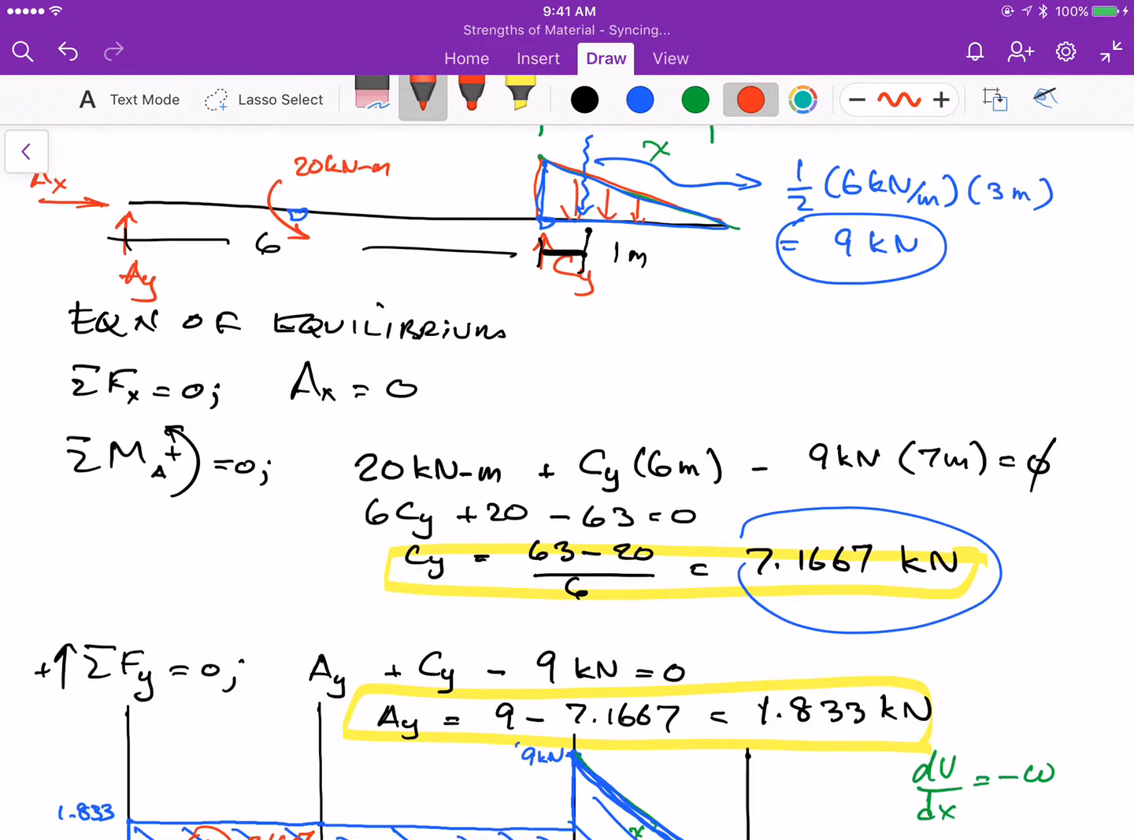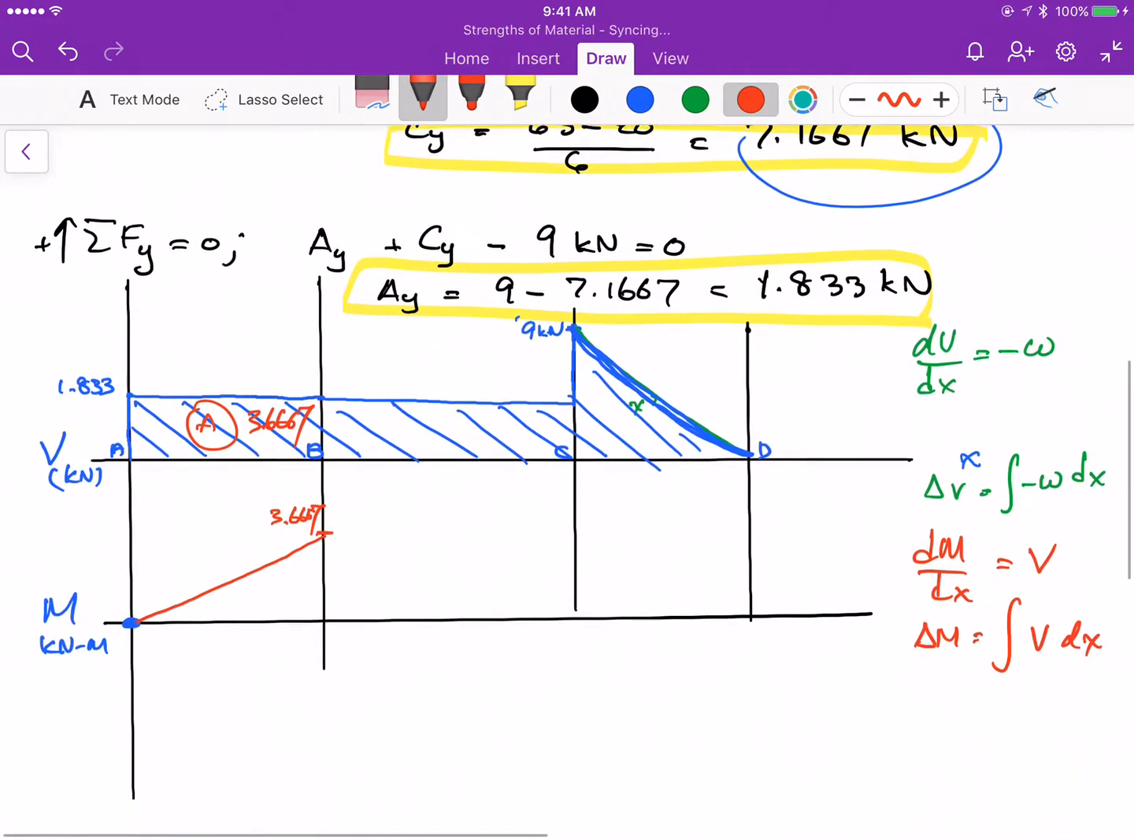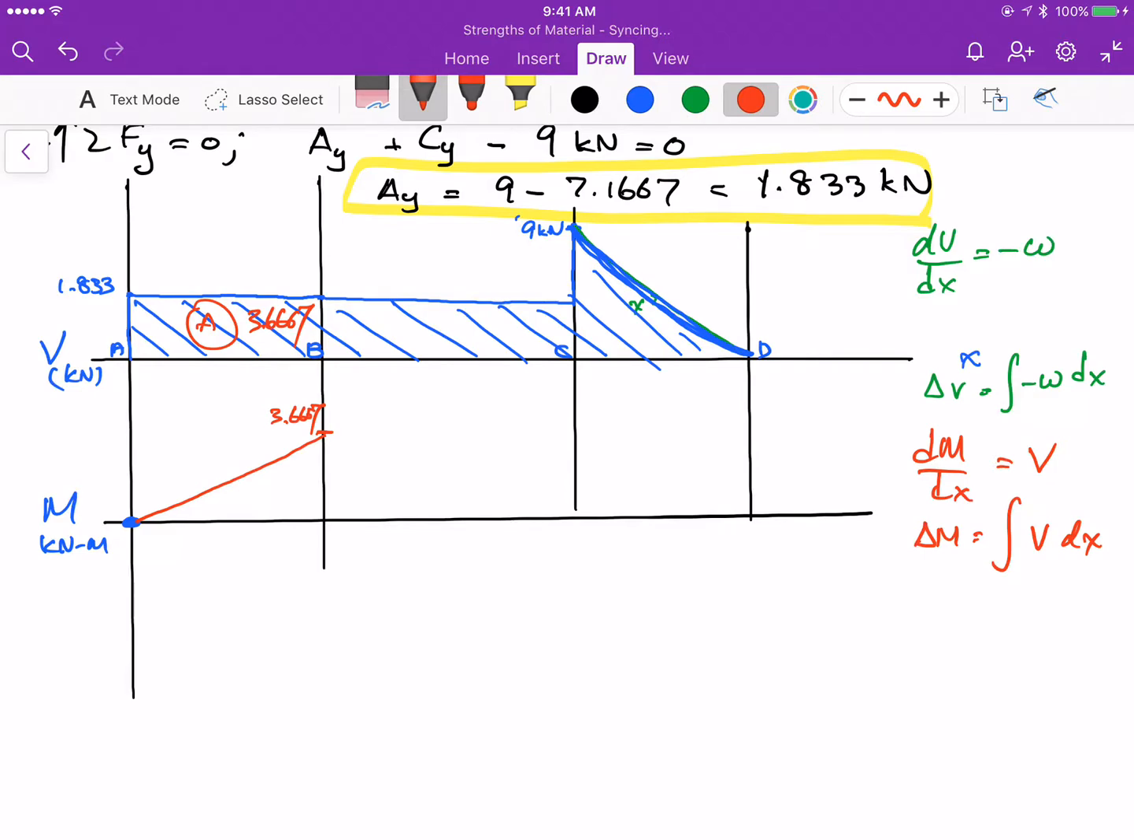At this juncture B, I also have the internal moment. As you can see, the internal moment here is 20, and it's pointing this way. So I know it's going down, and I will go down from 3.667 by the value of 20. So I go down the scale, that will bring me to minus 16.33, which is 20 minus 3.667. So that is my moment at point B.